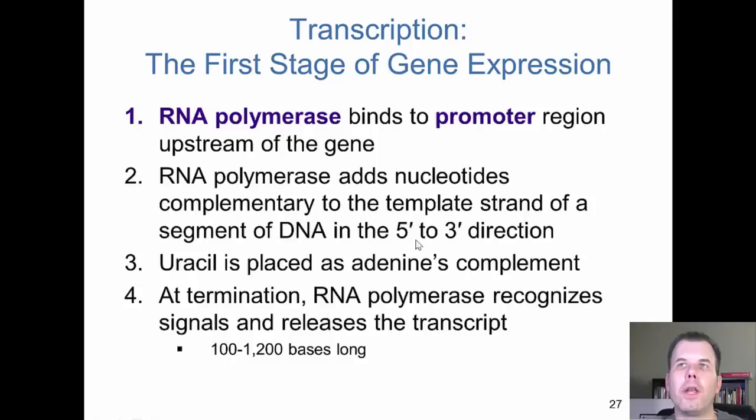All right, so let's set up transcription, and this is the first stage of gene expression. So instead of DNA polymerase, now we're talking about RNA polymerase. So you've got to think, we're going to make RNA. We're making an RNA copy. So what makes the RNA copy? This RNA polymerase. What it does is it binds to the DNA upstream of where the gene is, and we call that the promoter. The RNA polymerase starts to add nucleotides, builds it in a 5' to 3' direction, and this is going to make a little more sense as we go along.